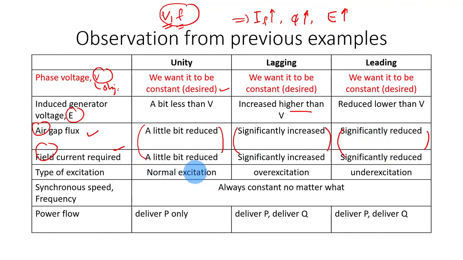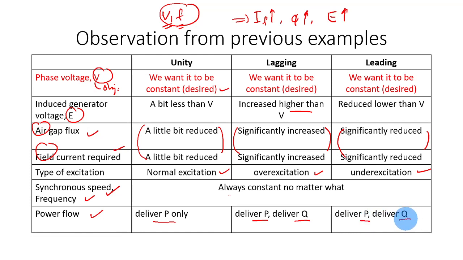This is the different types of excitation. If it's a unity power factor, you call it normal excitation. If it's lagging power factor, we know it as over excitation, and leading power factor, we call it under excitation. As I mentioned before, the synchronous speed of the generator and the frequency will always be constant no matter what. And lastly, the power flow. For unity power factor, the generator will deliver only real power. For lagging, the generator will deliver real power as well as reactive power. And for leading power factor, the generator will deliver P and absorb Q.